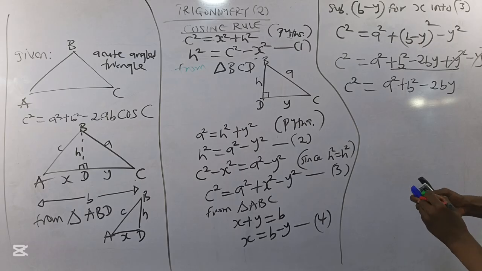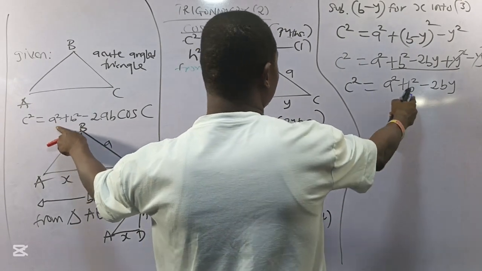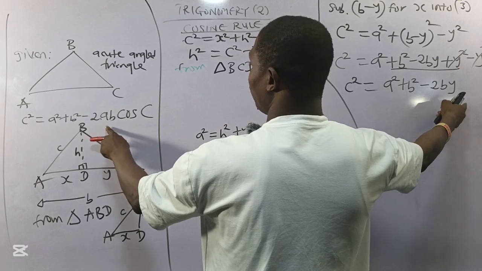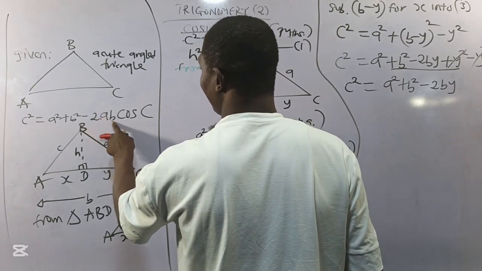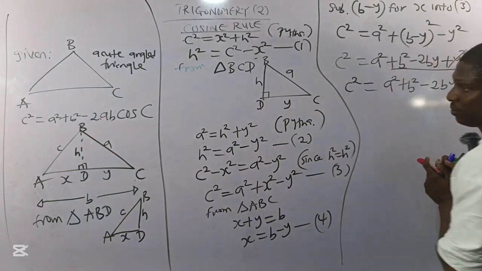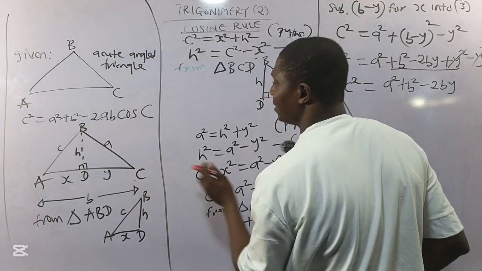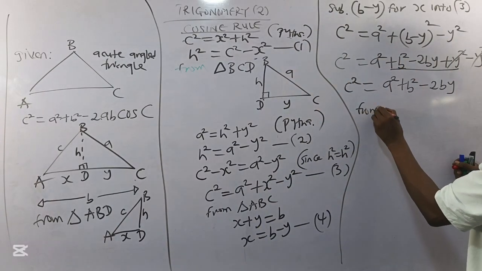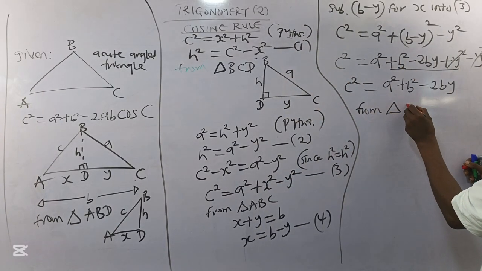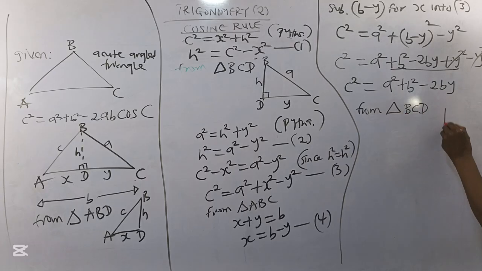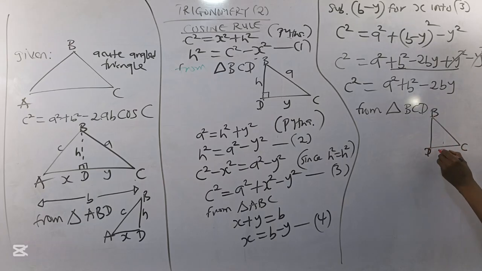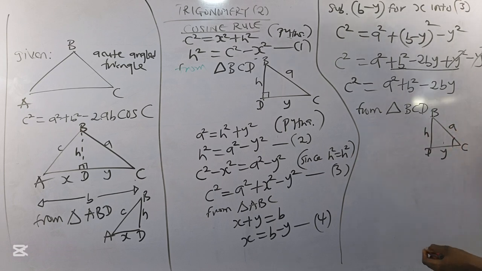Now, we're almost getting it. If you see, we have C squared, A squared, B squared minus 2BY. But we have here AB cos C. So what do we do next? Because they are not exact yet. So let's focus on this as C. So let's say from triangle BCD, and I like drawing my diagram because it gives a better picture of what we are doing. BCD, this is Y, and this is H, and this is A, and this is my angle.